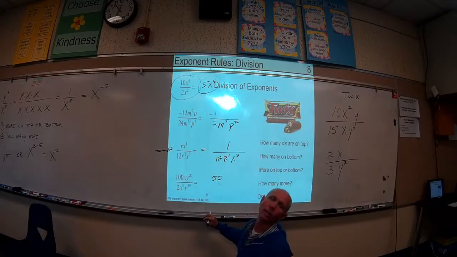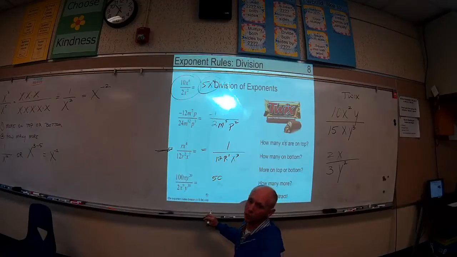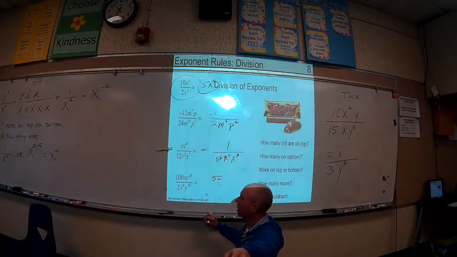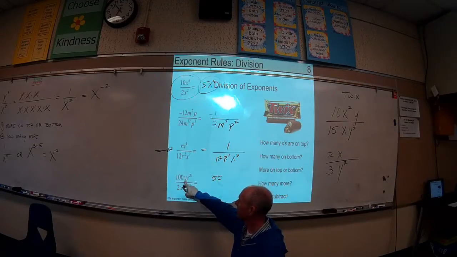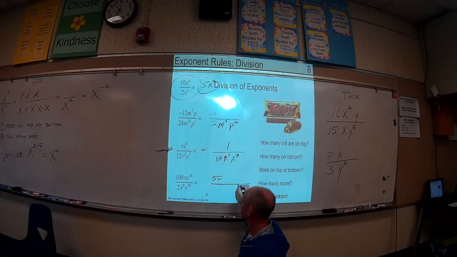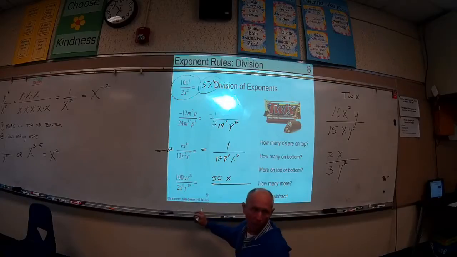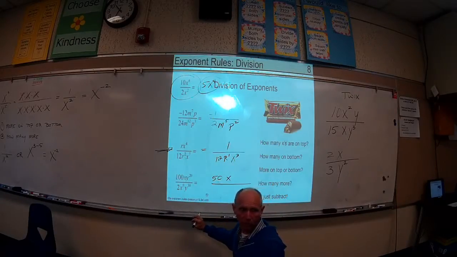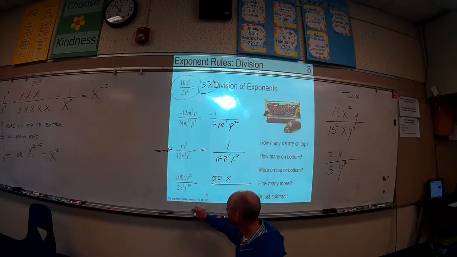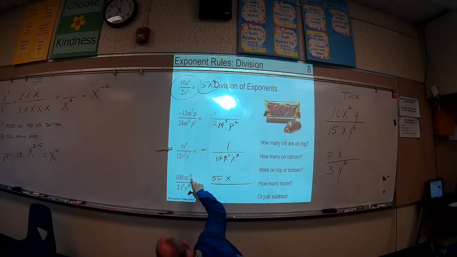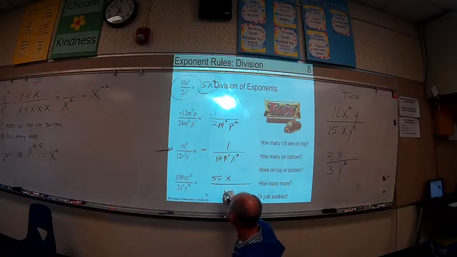Let's go with back there, Cameron. Cameron McMurtry. How many X's here? 1. How many on the bottom? 0. More on the top or the bottom? Top. How many more? 1. Good. And let's go with Paulette. How many Y's right here? 20. How many on the bottom? 30. More on the top or the bottom? Bottom. How many more? 10. Y to the 10th on the bottom.